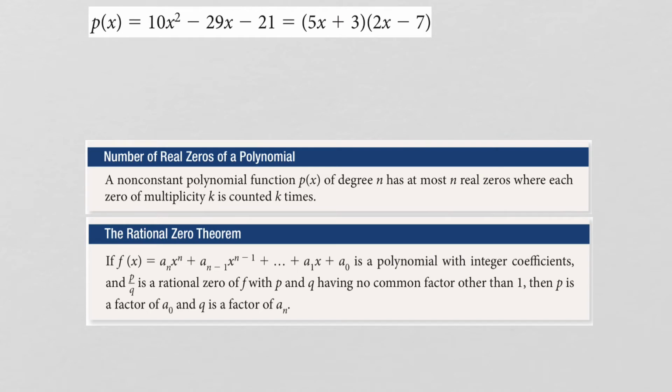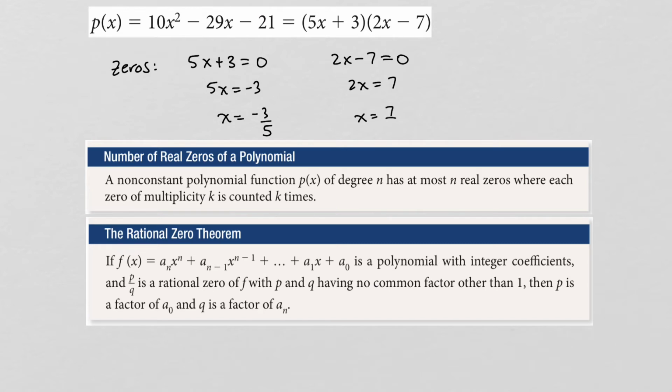Before we talk about the next concept, I want you to consider the polynomial function p of x equals 10x squared minus 29x minus 21. If you were to factor this polynomial, you would get the factors 5x plus 3 and 2x minus 7. So if I asked you for the corresponding zeros to the polynomial, you could get this by simply taking each factor and setting them equal to 0. And then you would solve each of these equations, and in the first equation you get negative 3/5, and in the second equation you get 7 over 2.